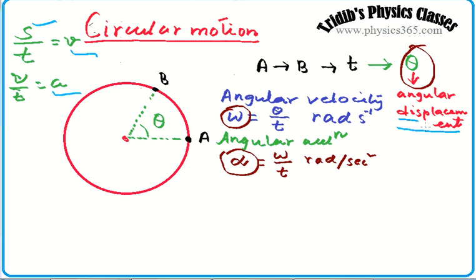So my question is, is theta a vector quantity? Is it a vector quantity, or is it a scalar quantity? Okay, so to know that, let us consider a plane. Let us consider a plane like this.